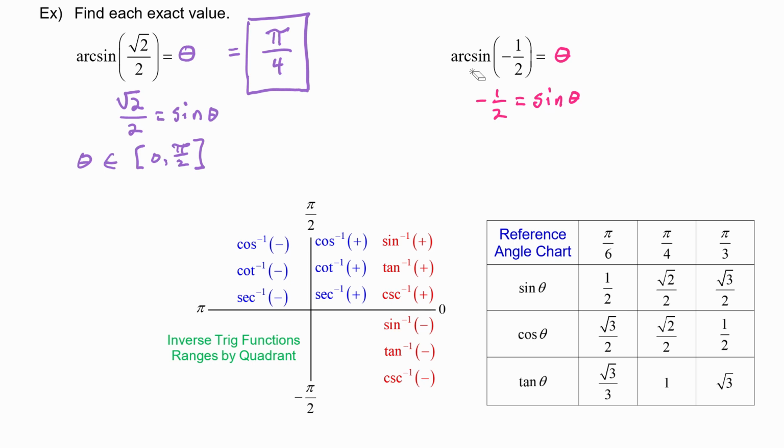Because we are taking the arcsine of a negative value, we know that our angle has to be in quadrant 4 between negative pi over 2 and 0. So we have to give an answer that's in this range. We look at our reference angle chart and see that a reference angle of pi over 6 has a sine that would be a half. Putting it in quadrant 4 in our range, we would get negative pi over 6.